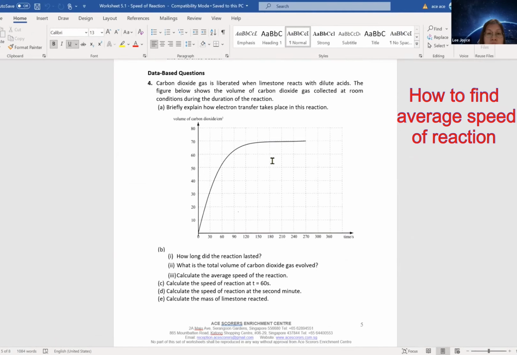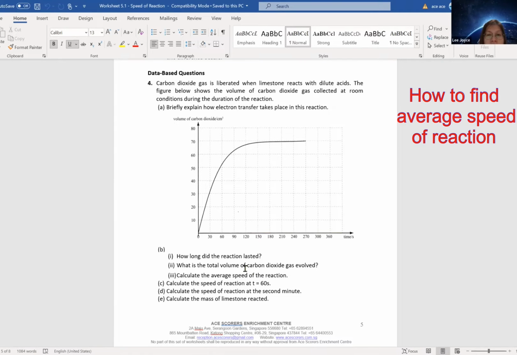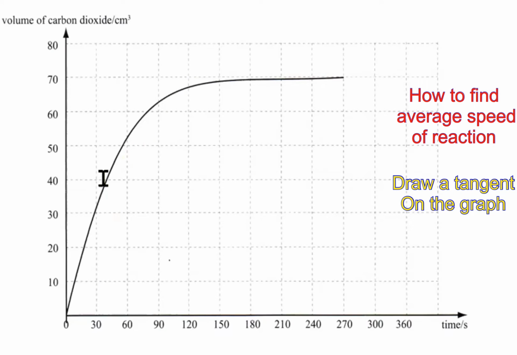What is shown in the question here, they wanted to find the average speed of the reaction. Okay, the average speed of the reaction. What you have to do is draw a tangent, right? Draw a tangent on the graph. So which part of the graph should we draw a tangent?